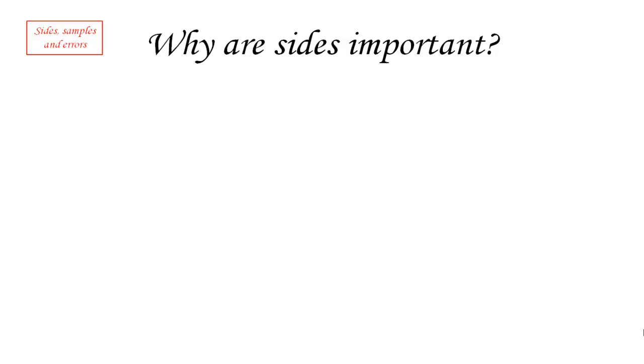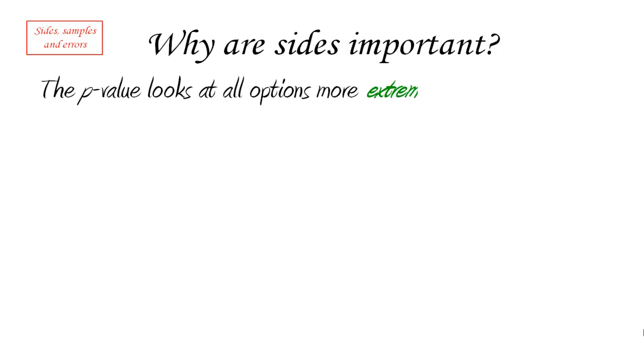So why is it important to consider whether our test is one-sided or two-sided? Well, quite simply, the p-value depends on it. And of course, because the conclusions of our test depend on the p-value, you can understand why it is important. How does that come about?